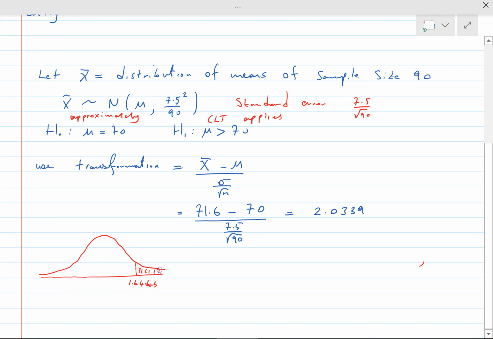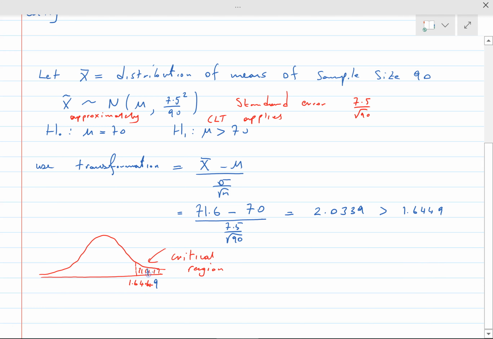And any number in here, this is like our critical region, any number in there, we're going to reject the null hypothesis. Well, we can see that our number is actually greater than our critical value. It should be 1.6449, 5 significant figures, quite over the top anyway. So it's greater than that.